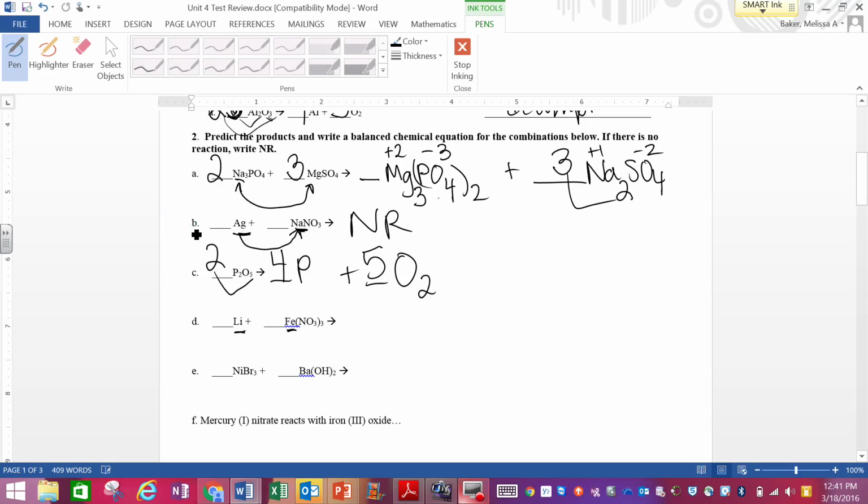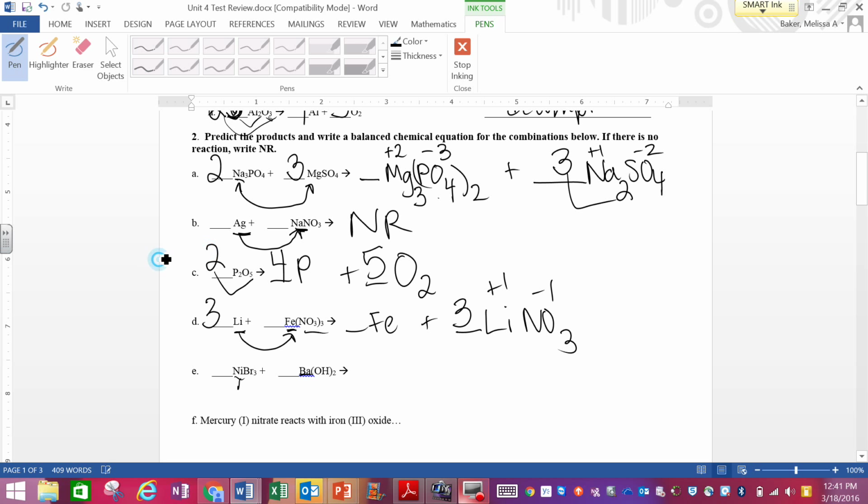Letter D, another single replacement. Lithium's a metal, so it's going to try and kick out the iron. It can. And now Li is with the NO3. So we've got to check charges. Positive 1, negative 1, they do cancel out. Now we had NO3, 3 on the left, so we need a 3 in front of that, and then we need a 3 in front of the Li.